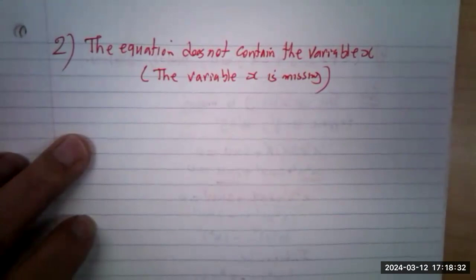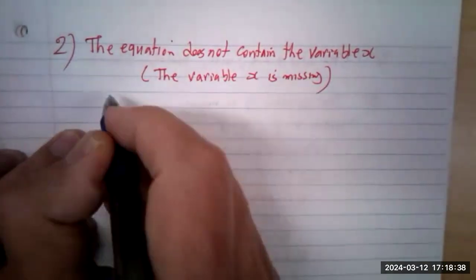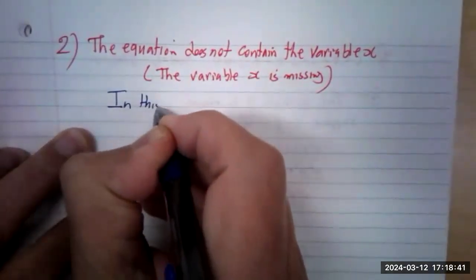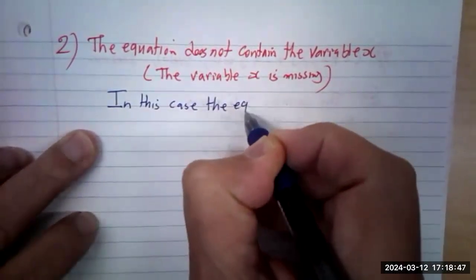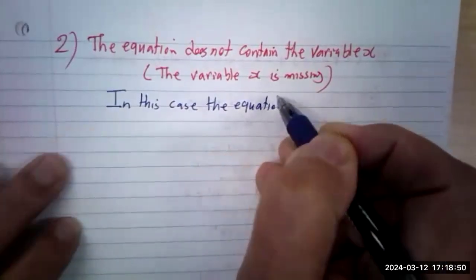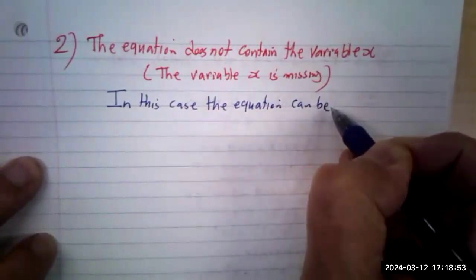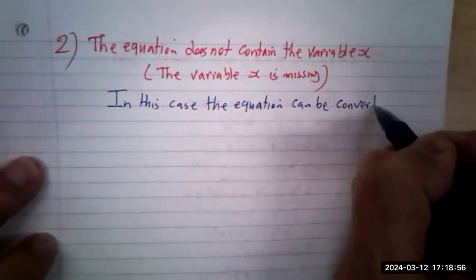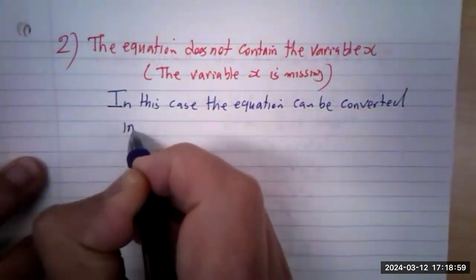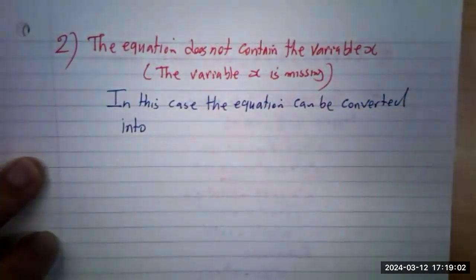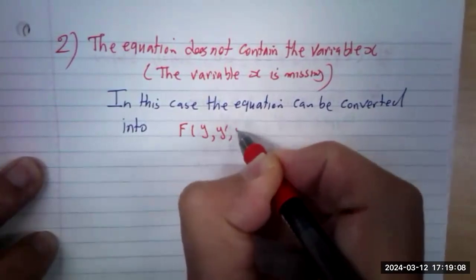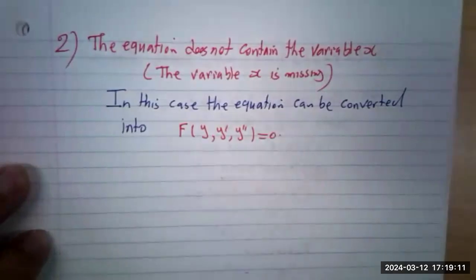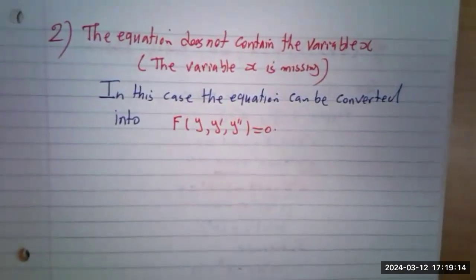So our equation will be in this form, with y prime and y double prime. In this case, the equation of the following case can be written into this: f of y prime, y double prime. So this is the case.